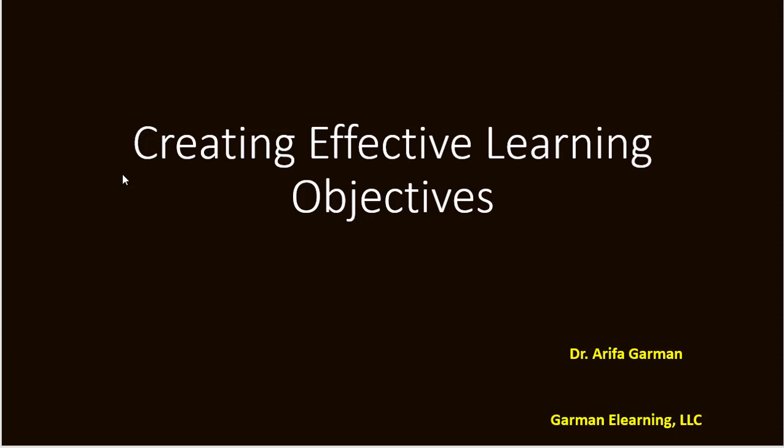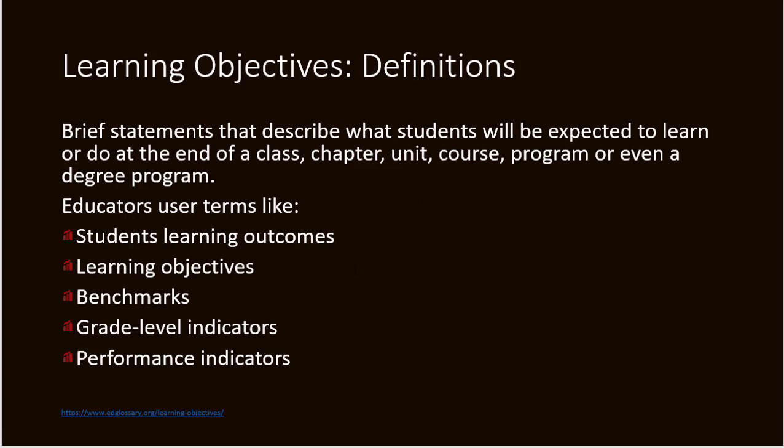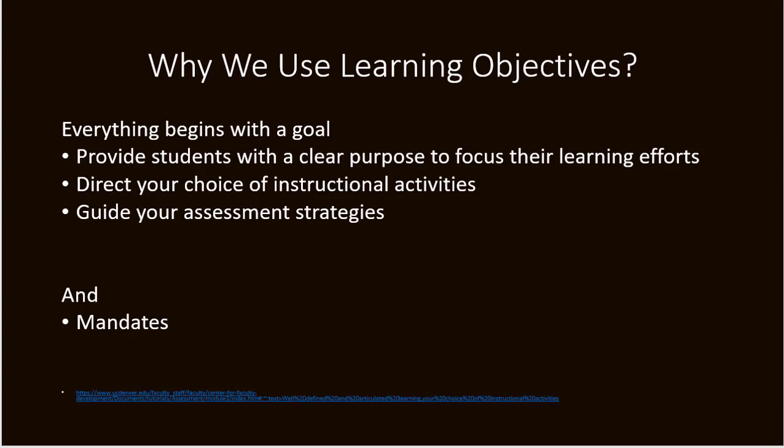Today we'll talk about creating effective learning objectives. So let's start with a definition. Objectives are brief statements that describe what students will be expected to learn or do at the end of a class, chapter, unit, program, etc. Educators will use various terms to describe objectives: student learning outcomes, student learning objectives, benchmarks, grade level indicators, performance indicators, and those of course go from whether we're teaching kindergarten all the way to graduate courses, and of course non-credit programs. Everything has a learning objective.